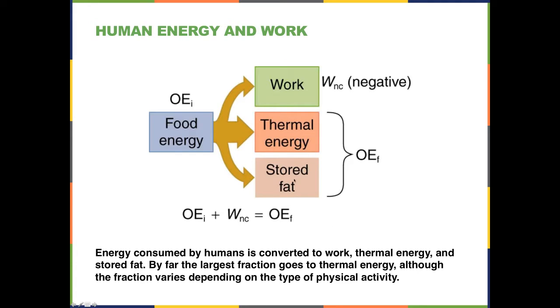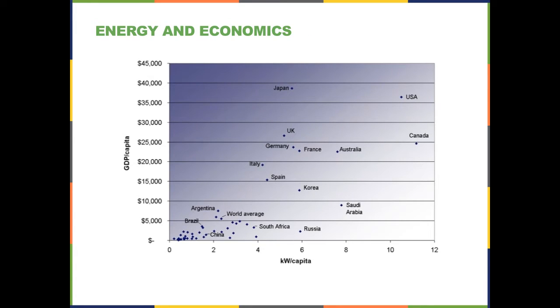Humans convert food into energy and perform work, and much of that work is non-conservative, by the way, as well as generating thermal energy and storing fat. So energy is consumed by humans and it is converted to work, thermal energy, and stored fat. By far the greatest fraction goes to thermal energy, although the fraction varies depending on the type of physical activity.